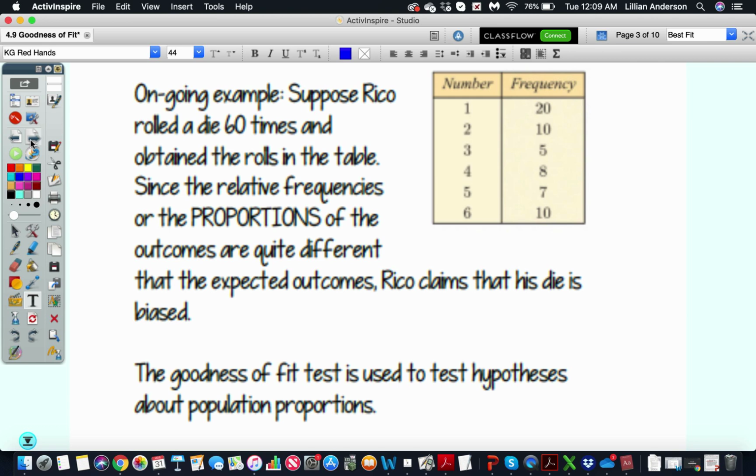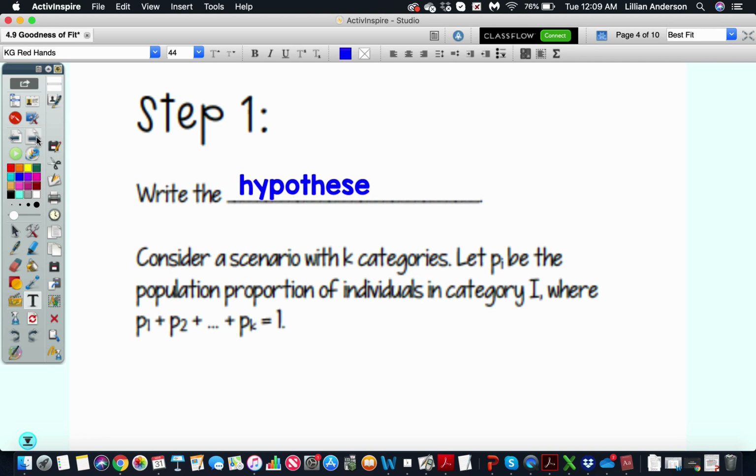Okay, and so let's go ahead and start with the steps. So step one is you want to write out the hypotheses. The hypotheses from before with the regular chi-squared test were the null hypothesis and the alternative hypothesis. You have something similar here as well. We are going to consider the scenario with k categories. We're going to let P sub i be the population proportion of the individuals in category i, where P1 plus P2 plus all the way up to however many categories we have is equal to 1.